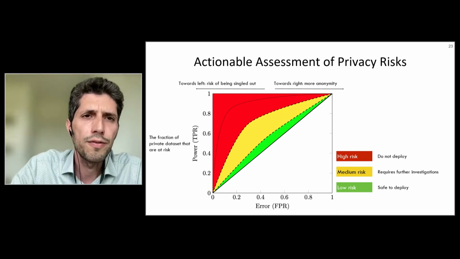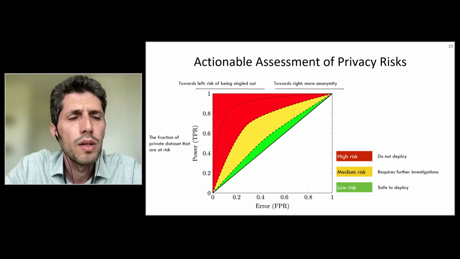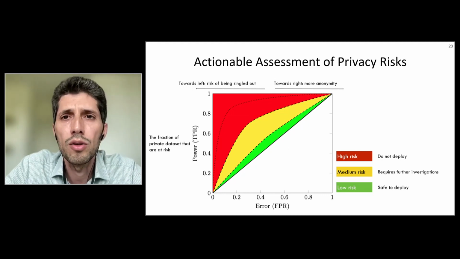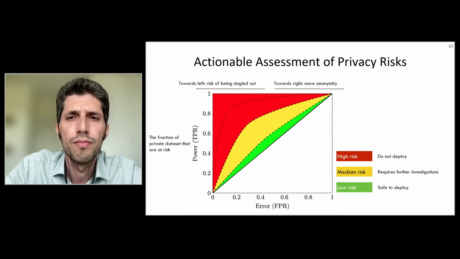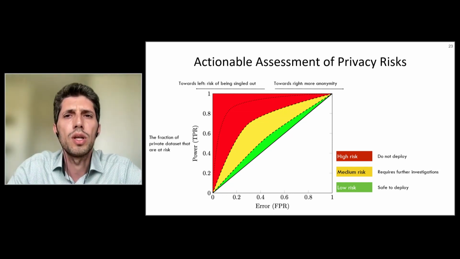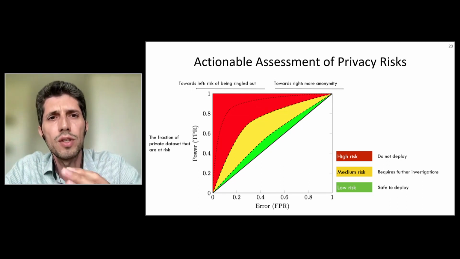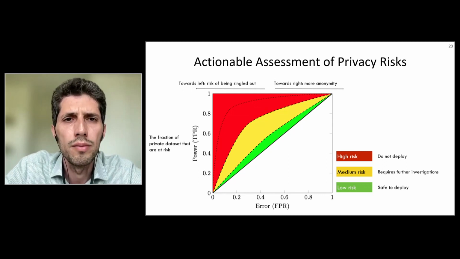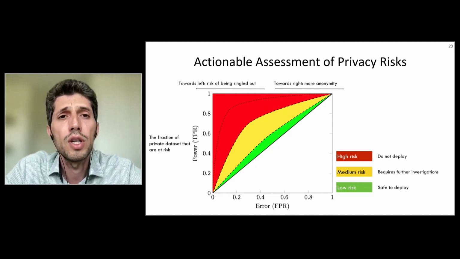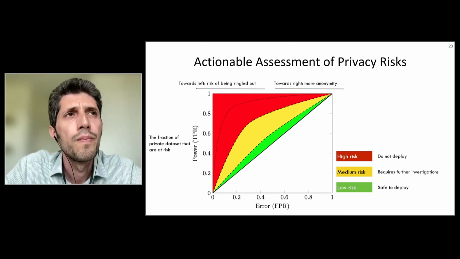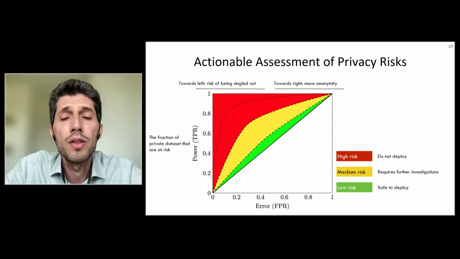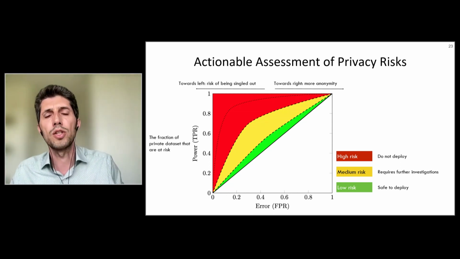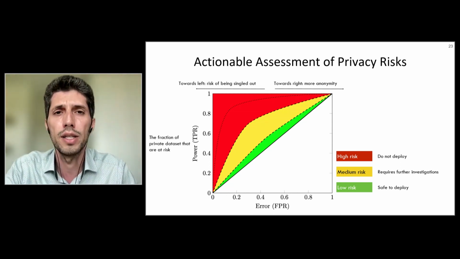When we go towards the left, it means that the adversary would be able to single out individuals without much error. If he points that Alice was in the training set, he is right with high probability. When we move to the right, if the plot in the curve is towards the right, it means that there is more blending with the population. There is more anonymity, right? Even though the adversary might identify, let's say, Alice to be a member of the training set, he falsely believes Bob and Charlie and so many others are in the training data.